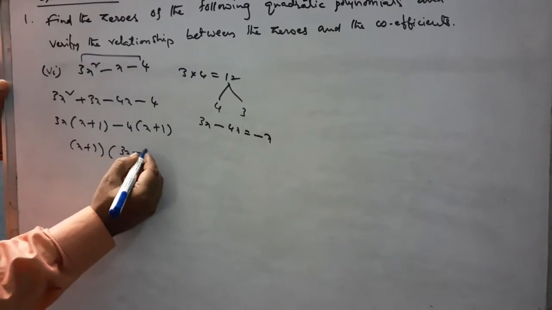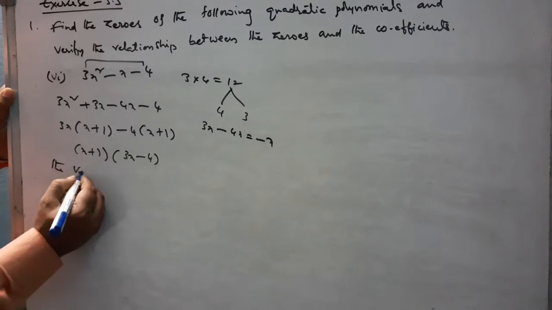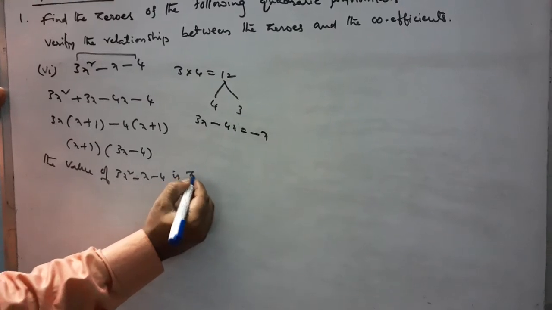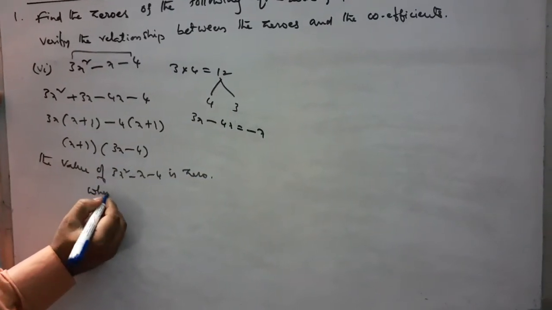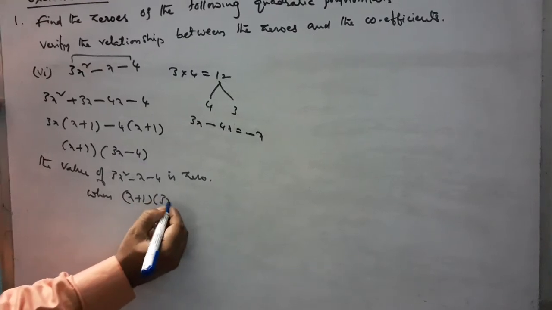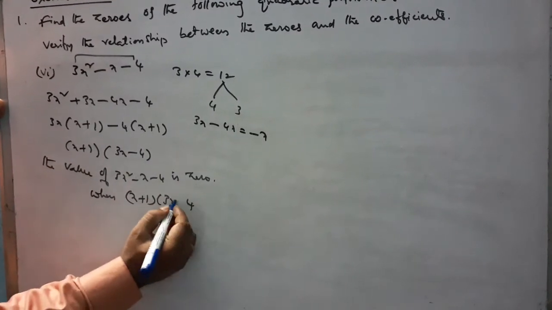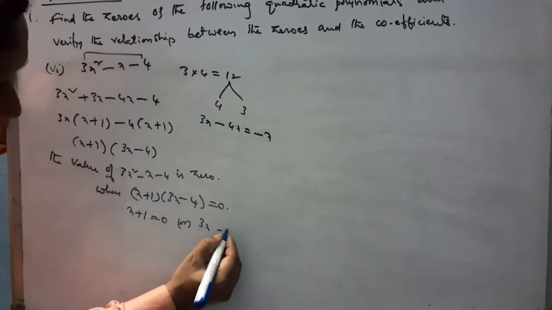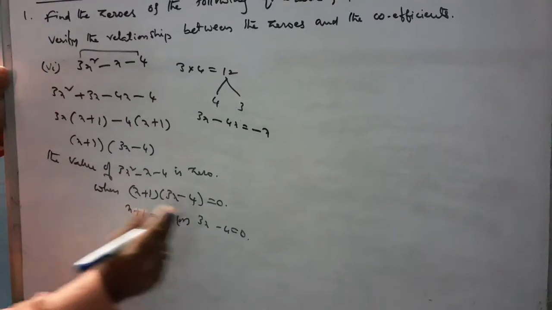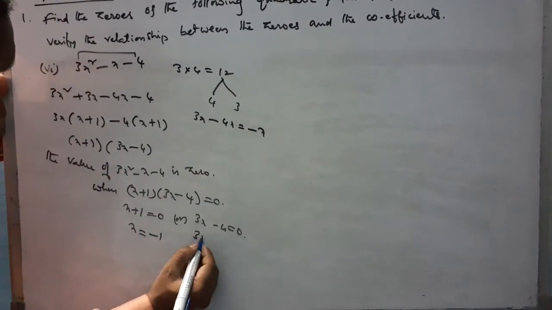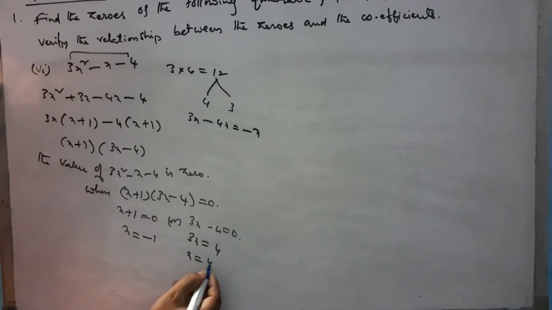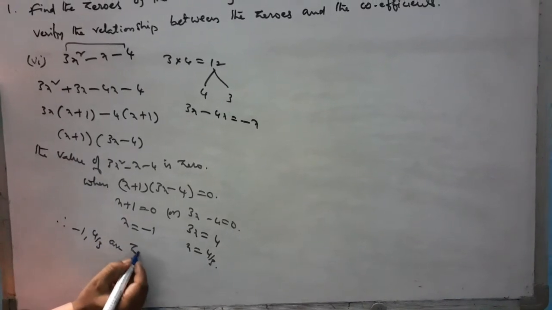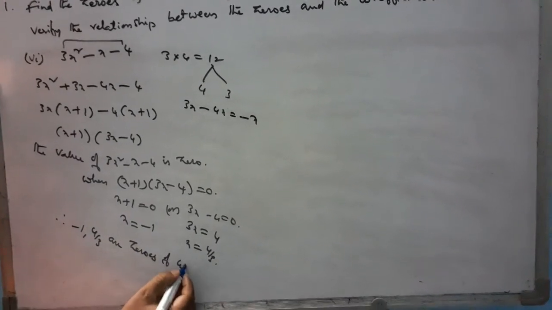into 3x minus 4. So the value of 3x square minus x minus 4 is 0 when x plus 1 into 3x minus 4 equal to 0. That means x plus 1 is equal to 0 or 3x minus 4 equal to 0. So x is equal to plus 1 become minus 1. Here 3x is equal to 4, x is equal to 4 by 3. So therefore minus 1 comma 4 by 3 are zeros of the given polynomial.